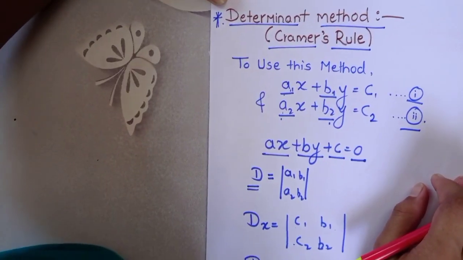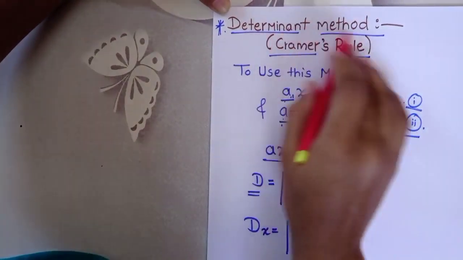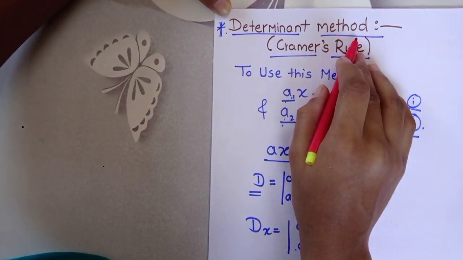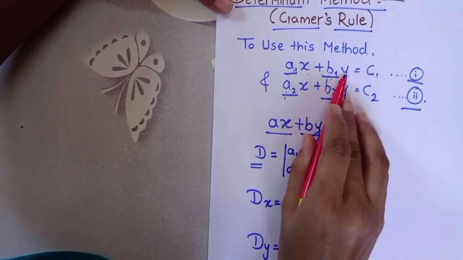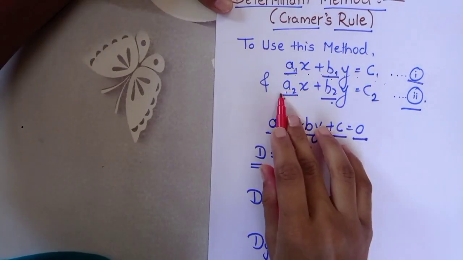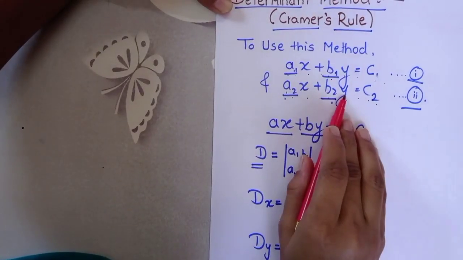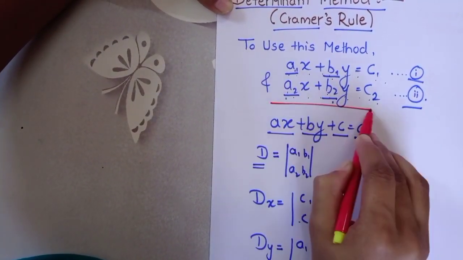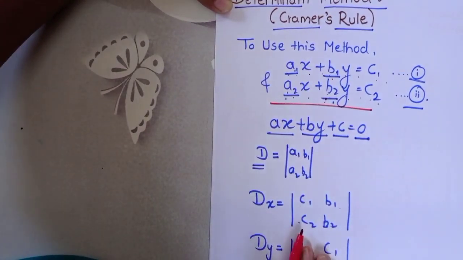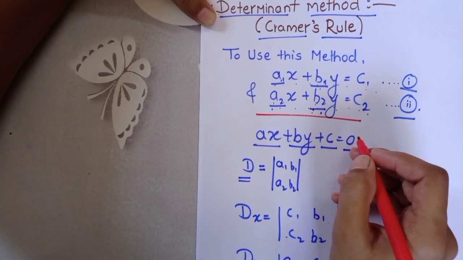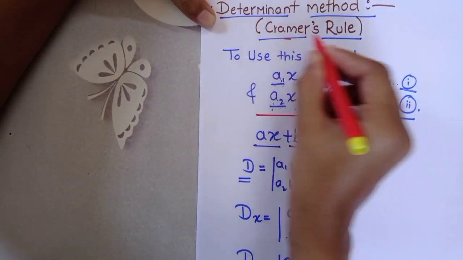Friends, today we have learned the determinant method. This method is used to solve simultaneous equations which are in the form a1x plus b1y is equal to c1 and a2x plus b2y is equal to c2. If the given equations are not in this form, we have to convert them to this form and then carry out the further steps. In this way, we can solve simultaneous equations with the help of Cramer's rule.